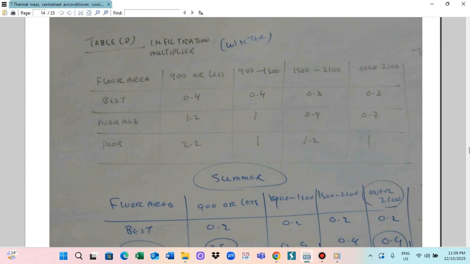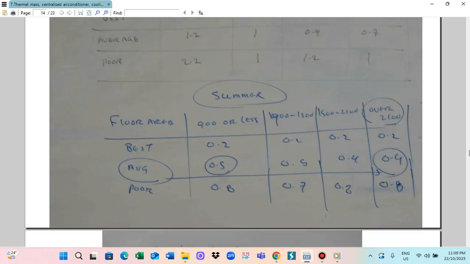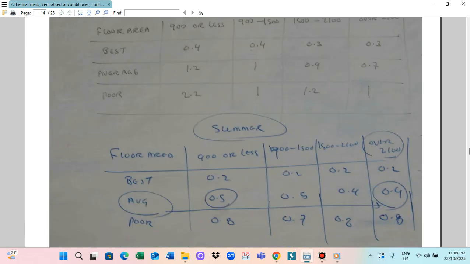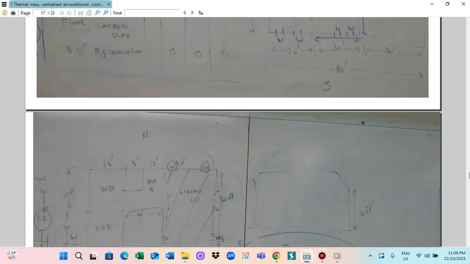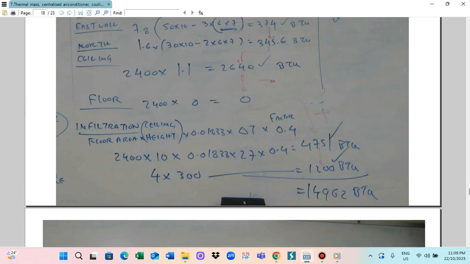Closer to the area. This is the amount for winter, another for summer. Now we have to calculate for the cooling load, which means summer time. For summer time we have to take the average. The flow area is over 2,100, because we calculated the flow area as 2400. Because 2400 is over 2,100, the average infiltration factor you have to take is 0.4.